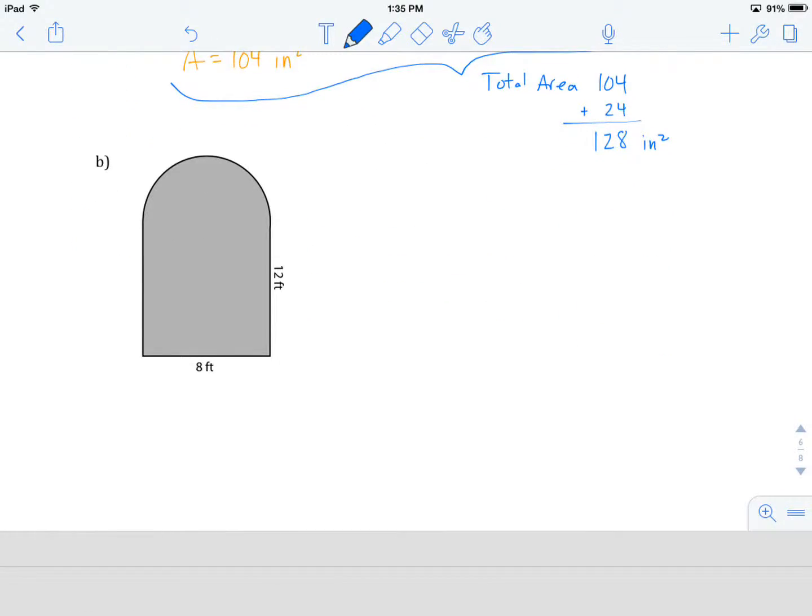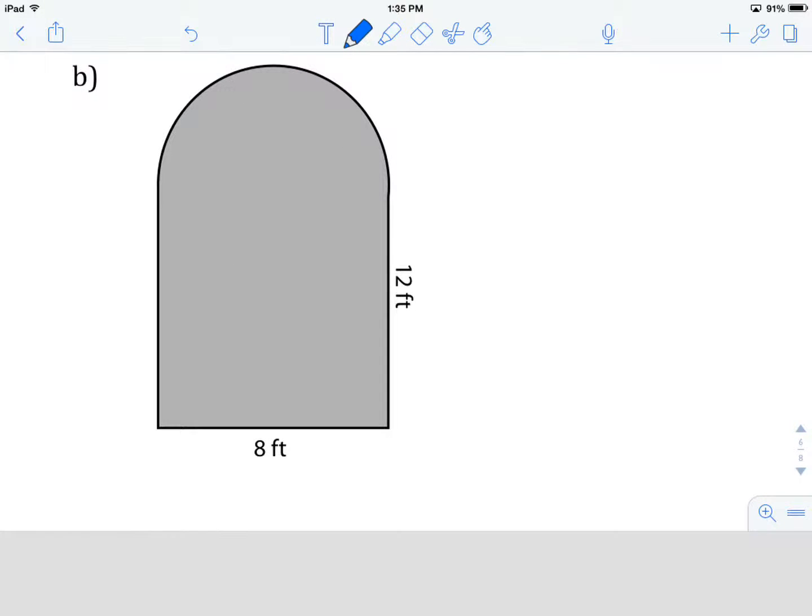Let's have a look here at example B. We'll do this one here together. What I'd like you to do is see if you can figure out what 2 shapes we have here. I'm going to ask you to hit pause. When you think you know the 2 shapes, come on back and we'll see how you did.